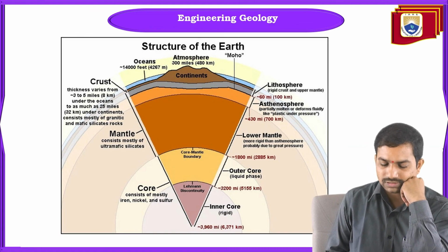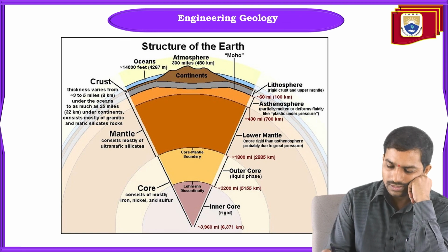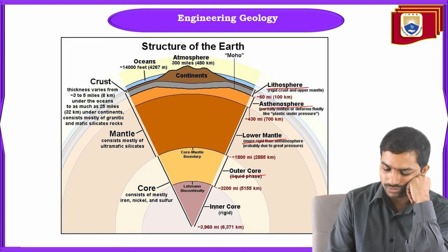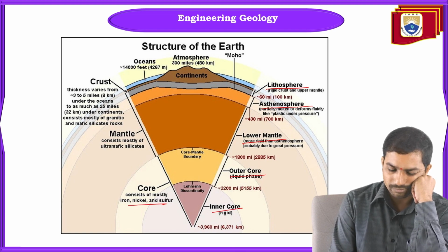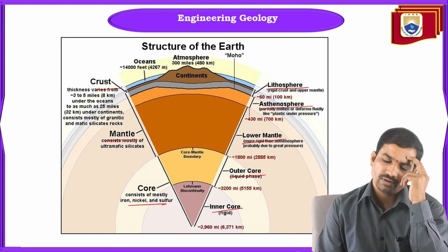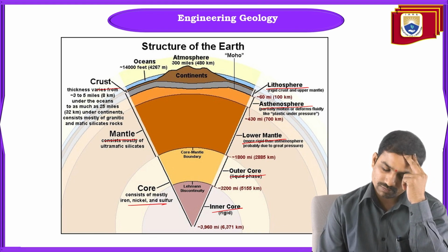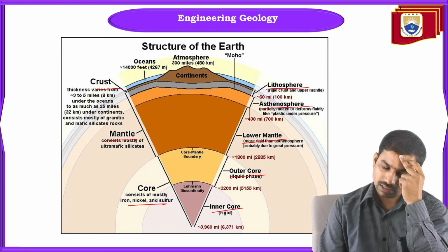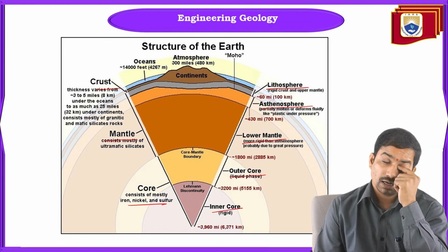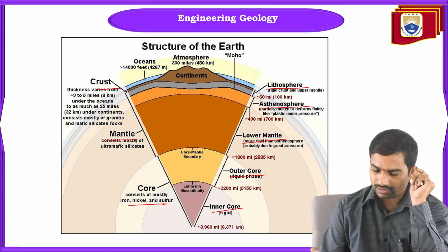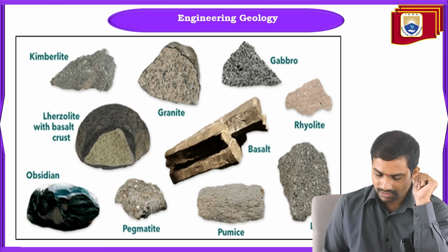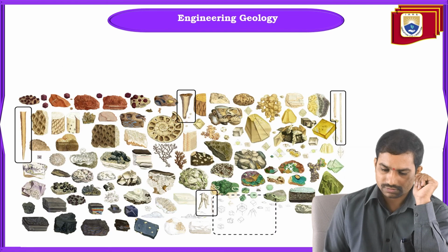So this is the structure of the earth: lithosphere, asthenosphere, lower mantle, outer core, inner core, mantle, crust, etc. So this is what we have been studying since long, and this is the total shape of the earth, where the individual depth has been given with the different types of technical names. Now again we can see the examples of the rocks.